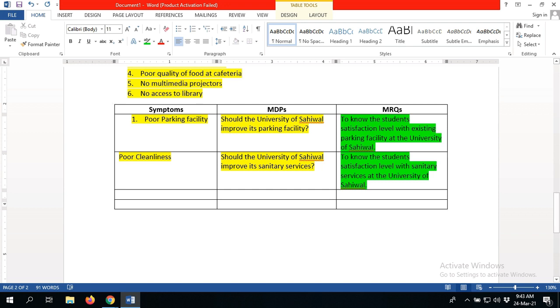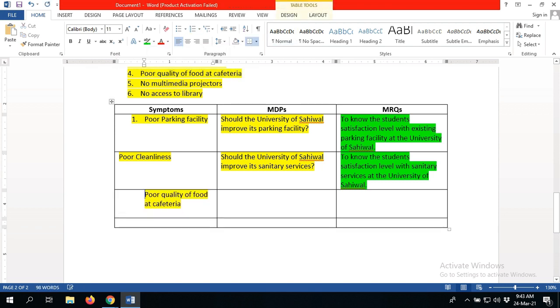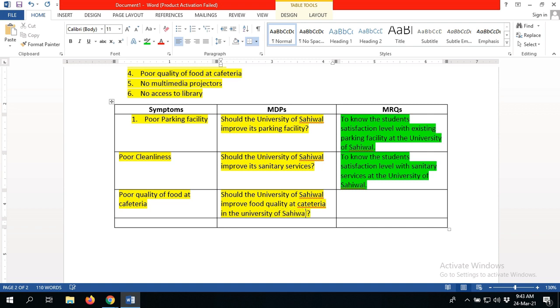Then say poor quality of food at the cafeteria. Again, based on this symptom, we will write the MDP from the university perspective, and that's going to be: should the University of Saiwal improve food quality at the cafeteria in the University of Saiwal? So we need to write a second MDP. Should the University of Saiwal improve its food quality at the cafeteria?